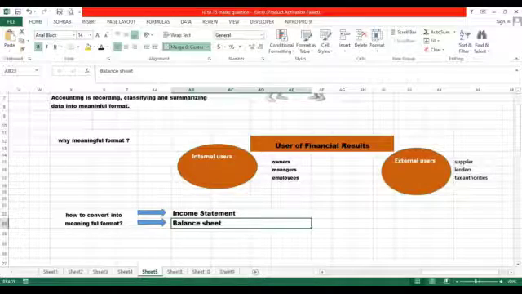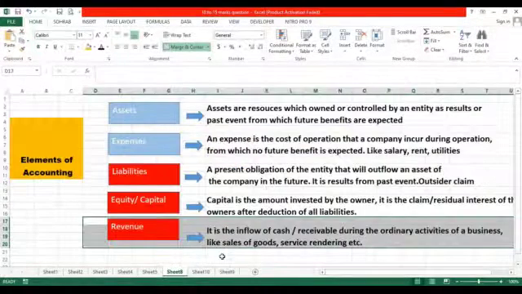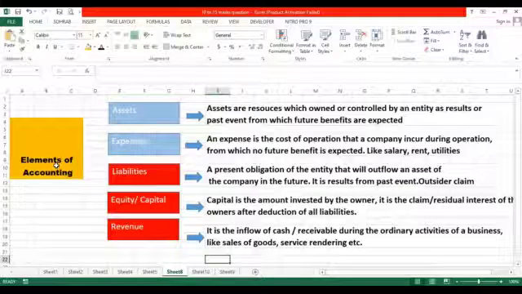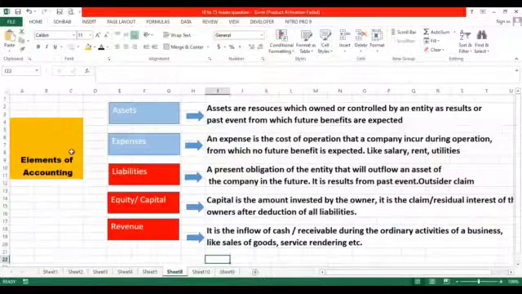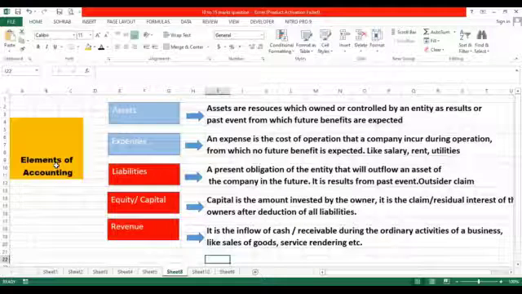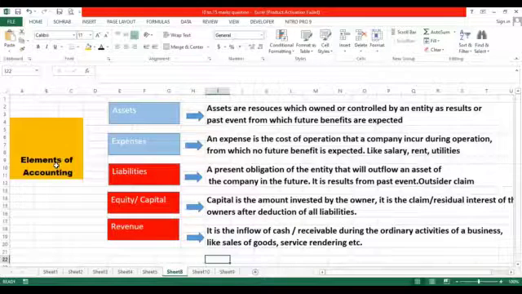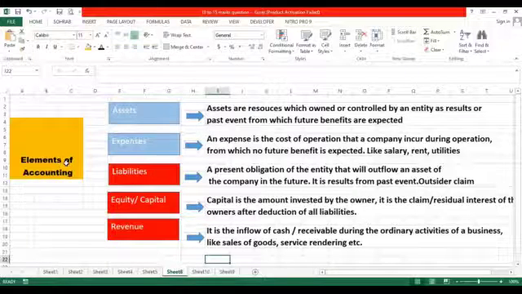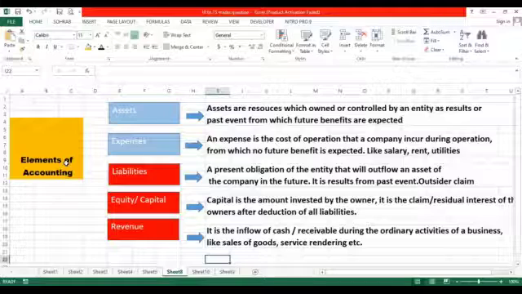Okay, guys, let's discuss the elements of accounting. We have just 5 elements and there is nothing more to understand. If we understand these 5 elements of accounting, the whole of accounting will be a piece of cake for us. Now let's discuss each of the elements. First, we talk about asset.